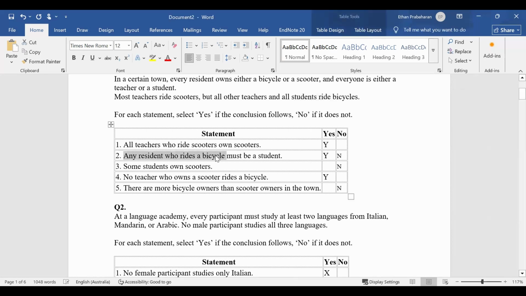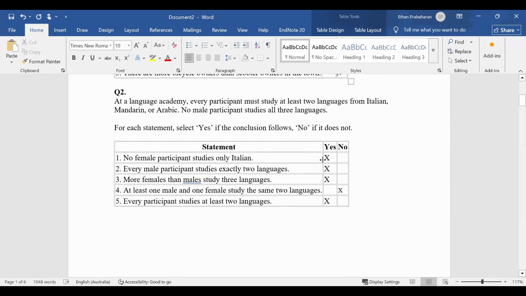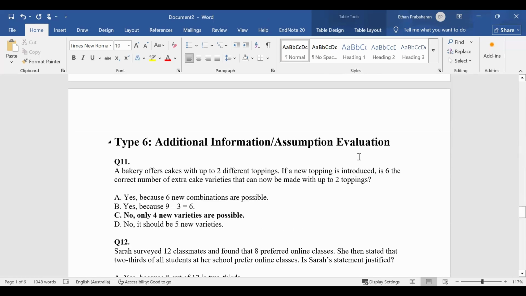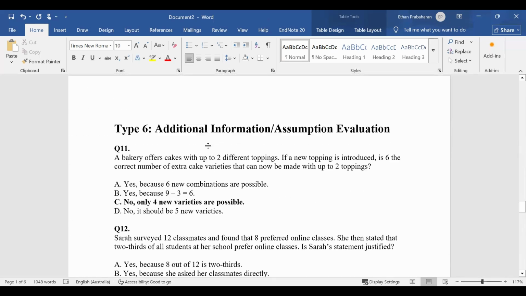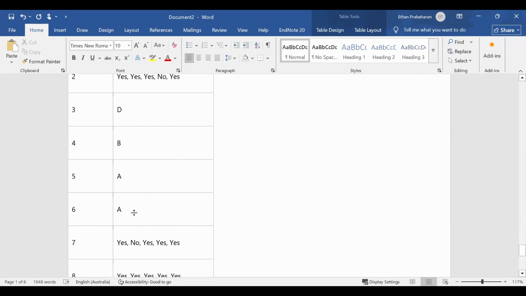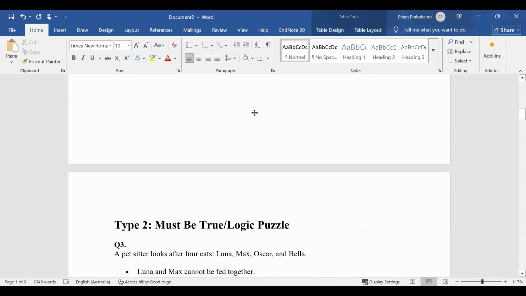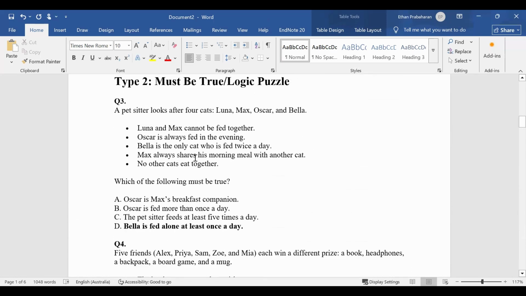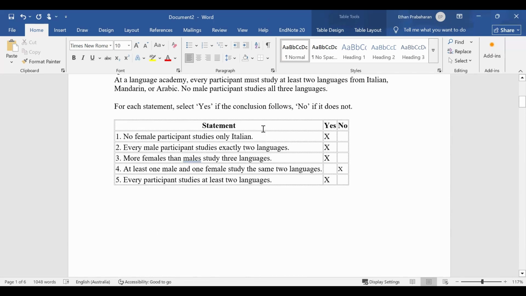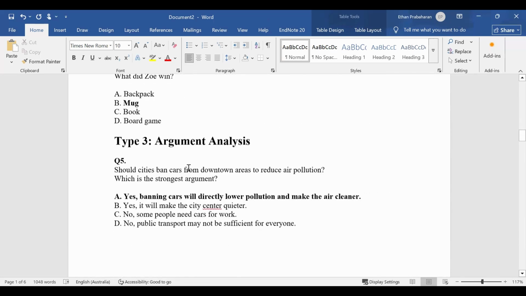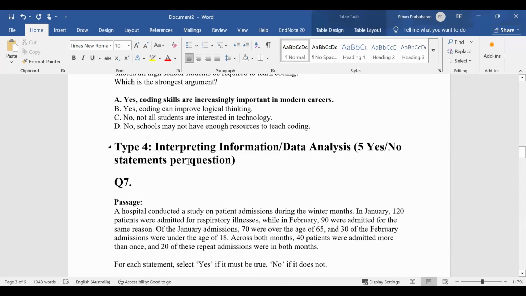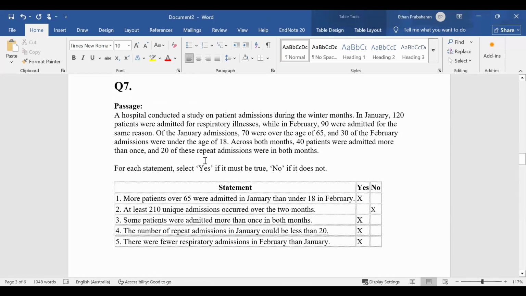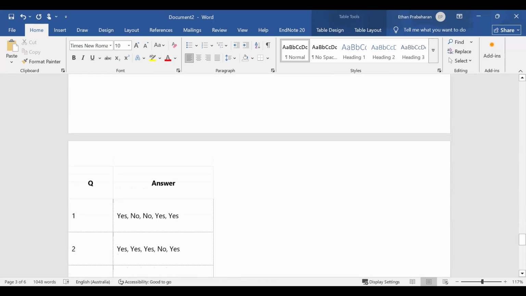Because any resident who owns a bicycle can be a teacher, because there are some teachers, and I had that in my diagram as well. Yes, no, no, yes, yeah, yeah, and this one is no. Okay. The second one, yes, yes, yes, no, yes. I think I had DBAA. Okay, D B A A. Right, so yeah, all yeses and a second no.